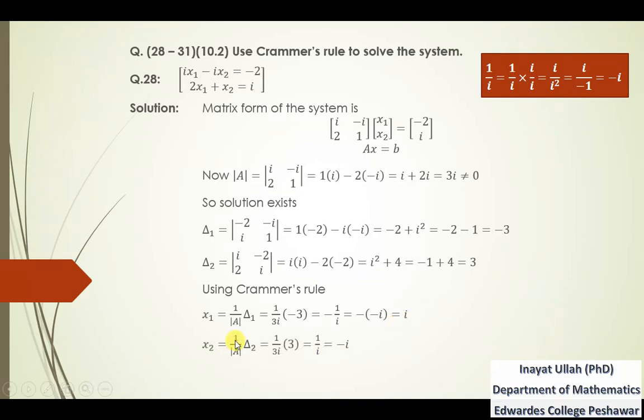x2 is 1 by determinant of A into delta 2. Determinant of A is 3 iota and delta 2 from here is 3. Now 3 cancel, 1 by iota and 1 by iota is minus iota, so that is x2. So that is the solution obtained with the help of Cramer's rule.